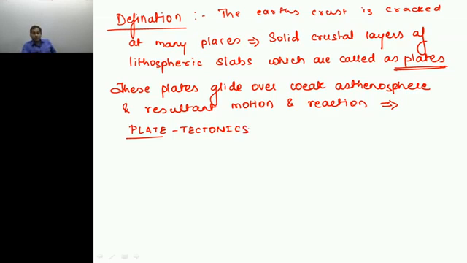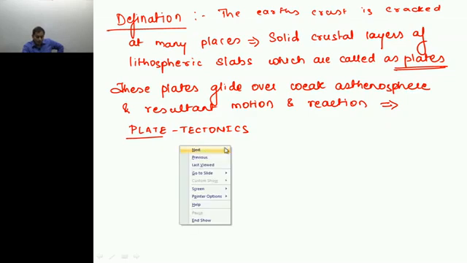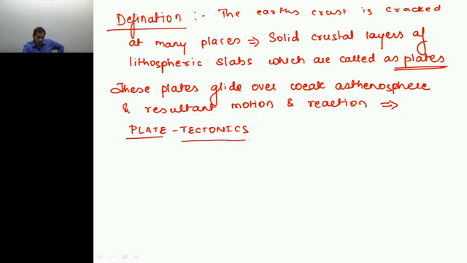So it is the combination of two words. It is the resultant motion, resultant reaction. What kind of a reaction? Drifting. If they are drifting away, then it will give rise to the seafloor, mid oceanic ridge. If they are coming together, it will give rise to mountains. It will give rise to earthquakes.